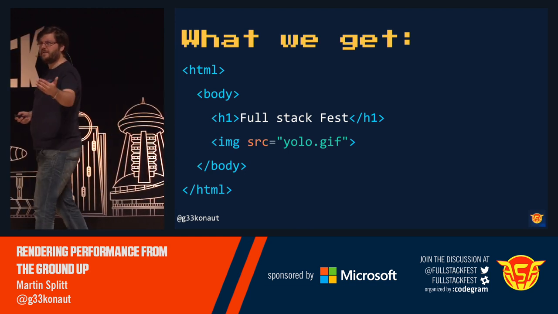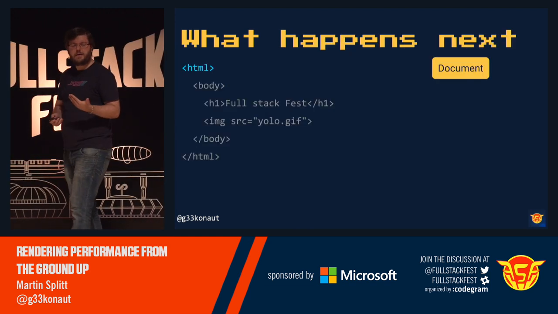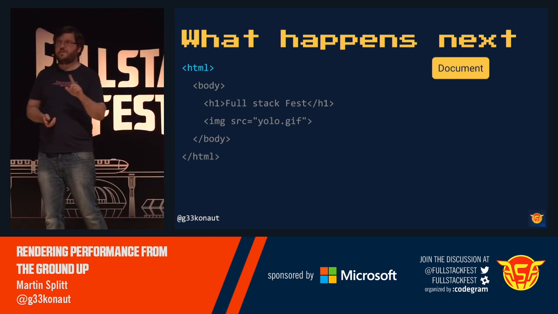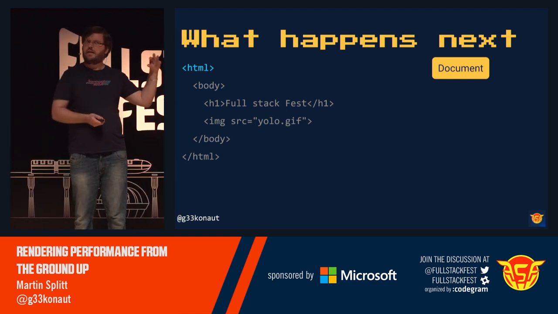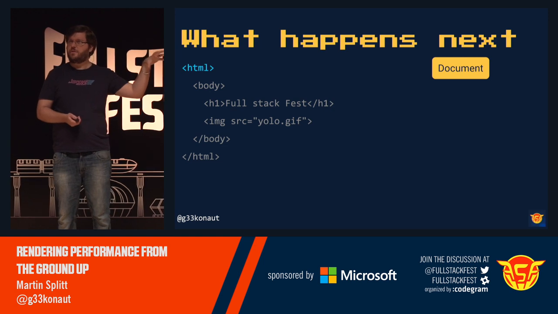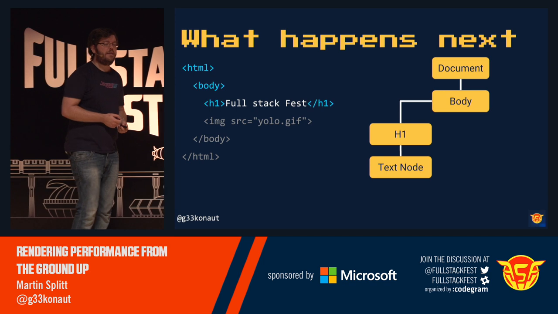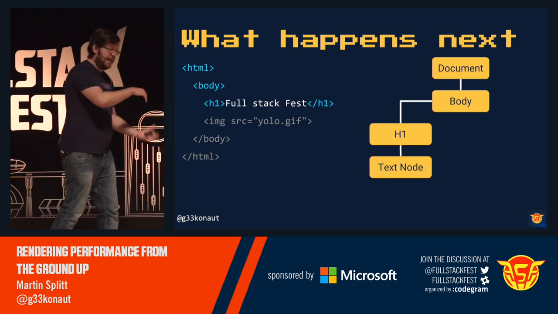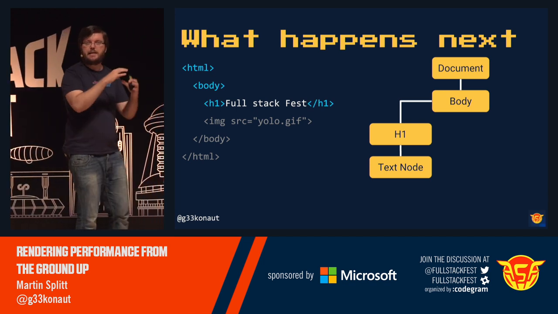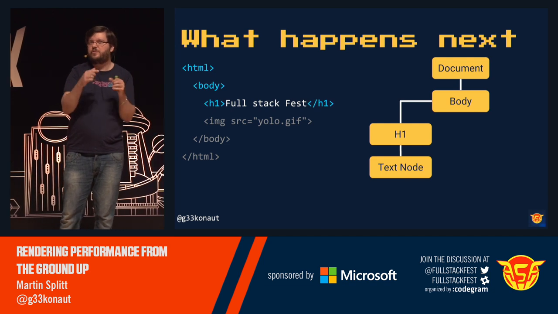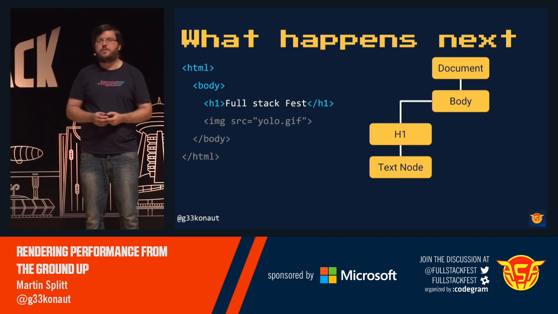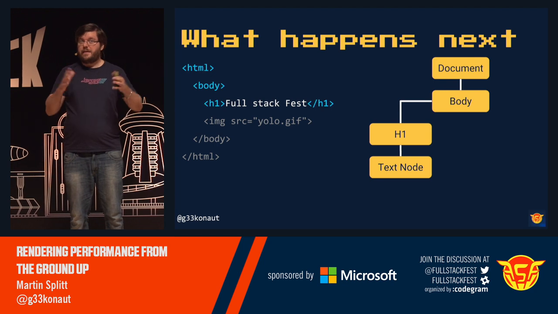Now, what happens as the data comes in from the network? Well, the browser receives things and goes, ooh, this is an HTML document. So I'll start with building a tree with a document node. And then there's a body in there. And then we have this headline with text. So I'll put these two, because the headline could stay the same. The text could change. So I want to have these represented as individual bits in memory in the tree.